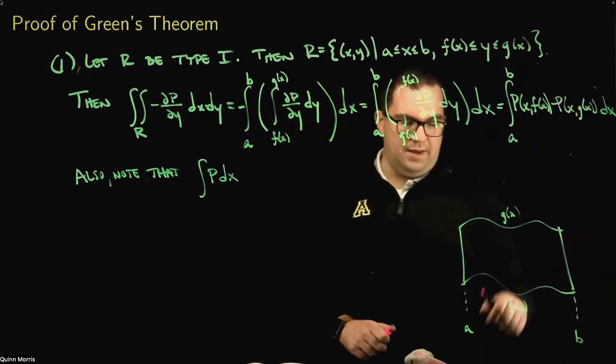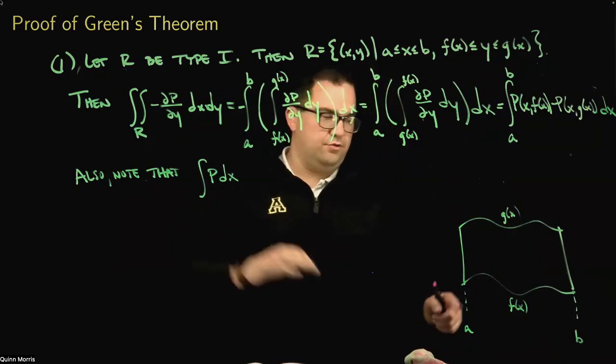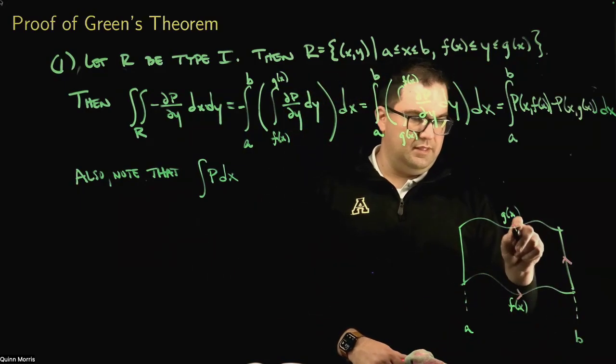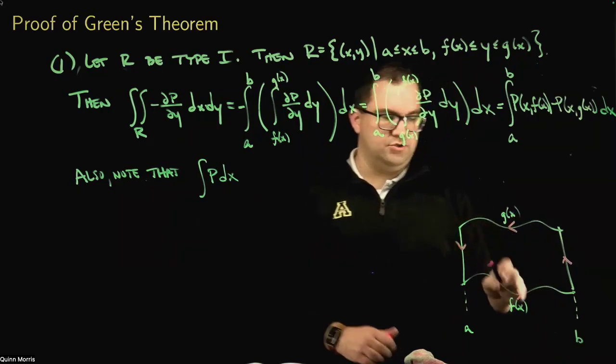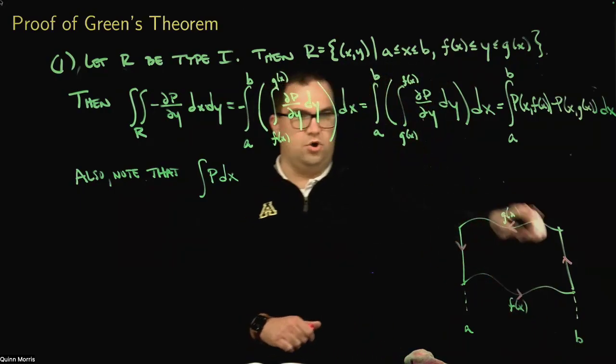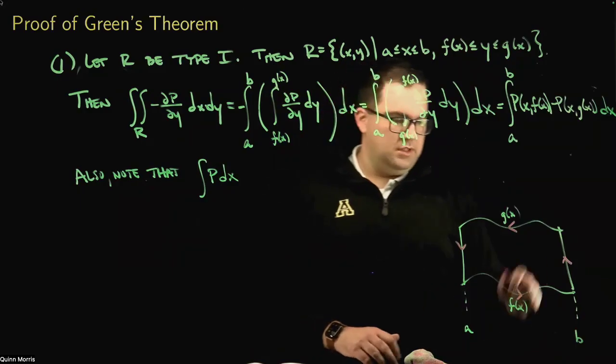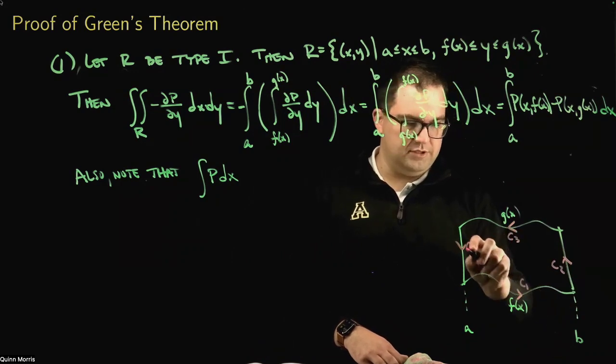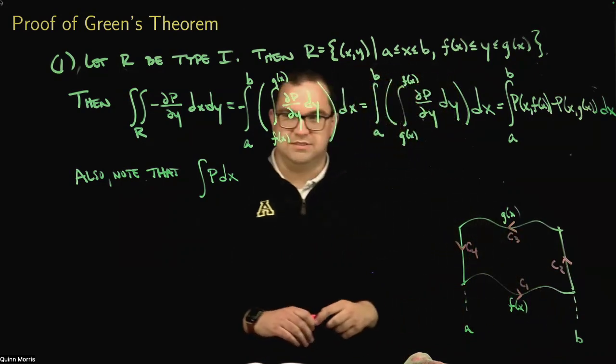Now, I need to think about this line integral. I'm thinking about it going in the counterclockwise direction, so it's oriented in this way. If I look at these, there are really four parts of this whole boundary. Let me label them. I'll call this one C1, C2, and I'm going to move in a counterclockwise direction for labeling them, C3 and C4.